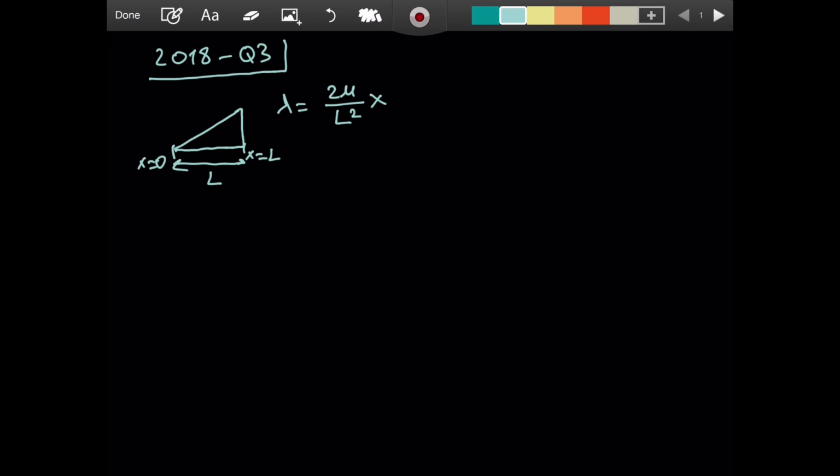Now for the first part, we are asked to use integral calculus to show that the rotational inertia of the rod about its left end is ML squared over 2. So for A, we're asked to show that the moment of inertia with respect to the left end, I will call it I_L, is 1 over 2 ML squared.